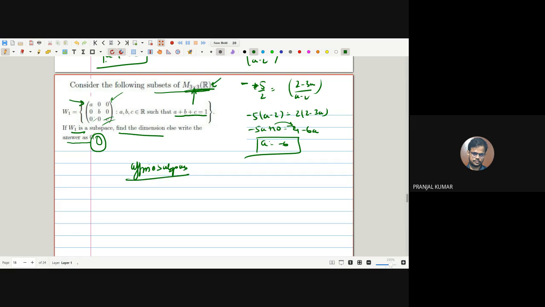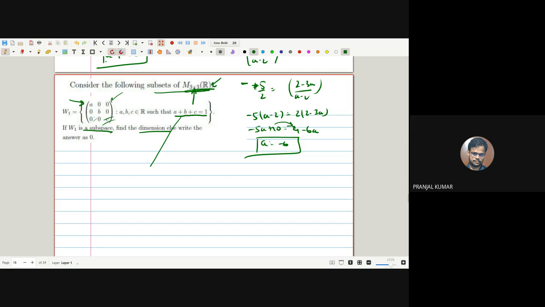Okay, there is a special name for this. But those affine subspaces also have dimensions. So if they had asked you if W1 is an affine subspace, then its dimension would be valid. Then you would have to write it. So let's do one thing.